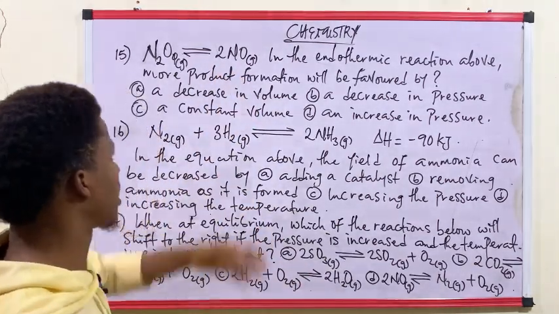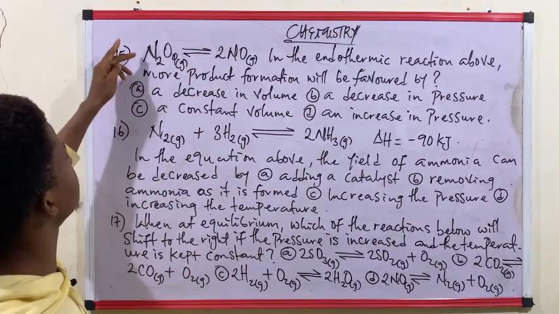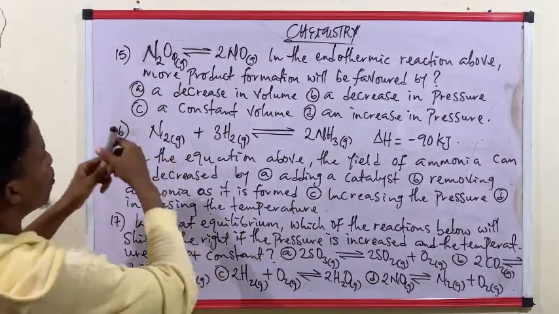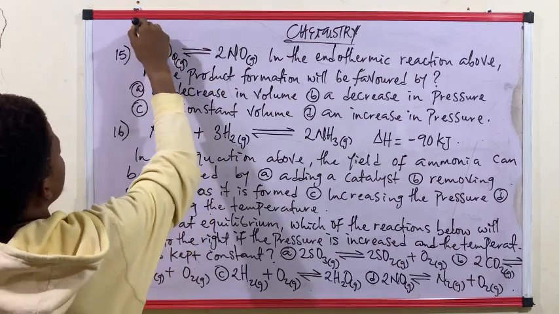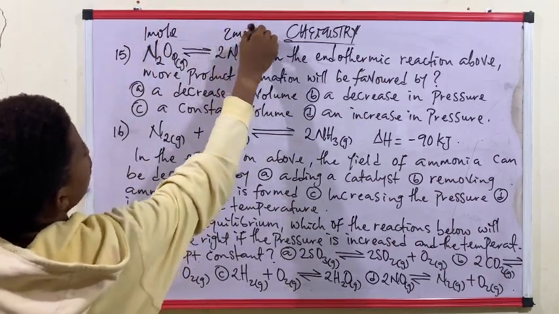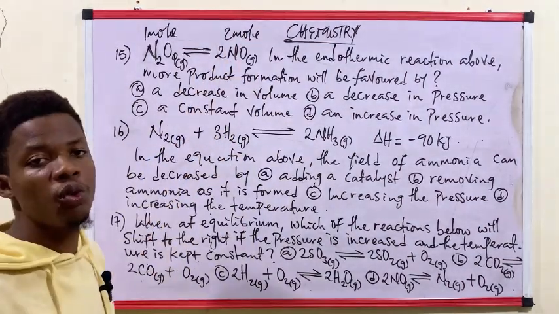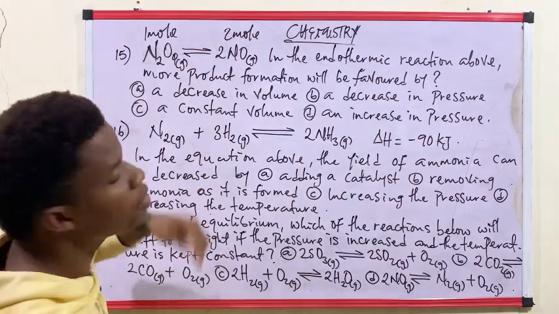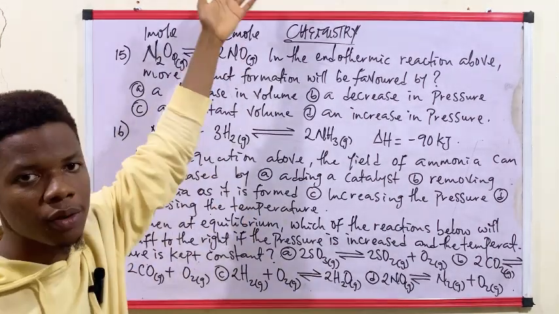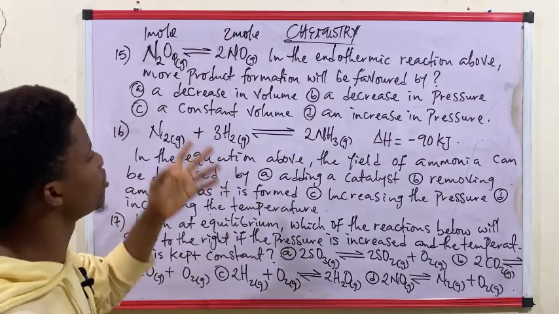That's what it simply means. How can you increase the yield of the product? Now, this side has 1 mole and this side has 2 moles. So if you want to use pressure to increase the product, we will need to decrease the pressure, because decreased pressure affects the part with a higher number of moles or a higher volume. All right, so we're going to decrease the pressure.